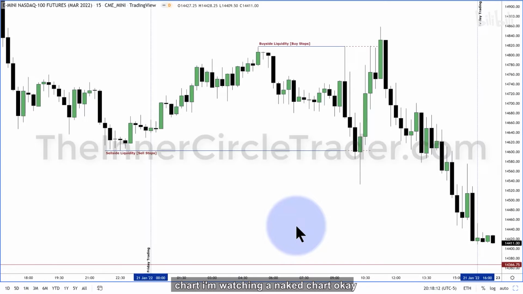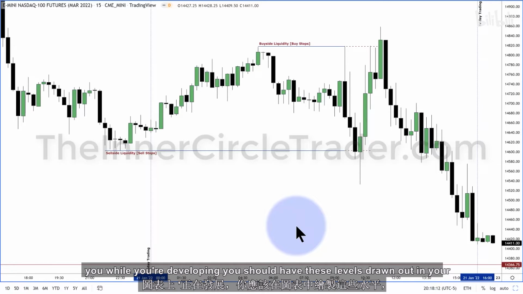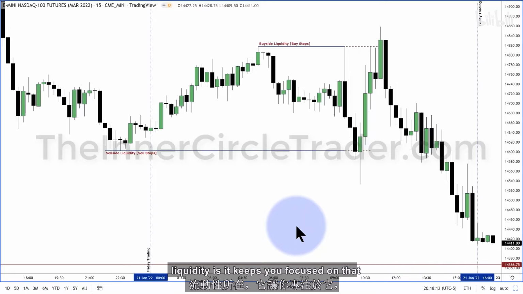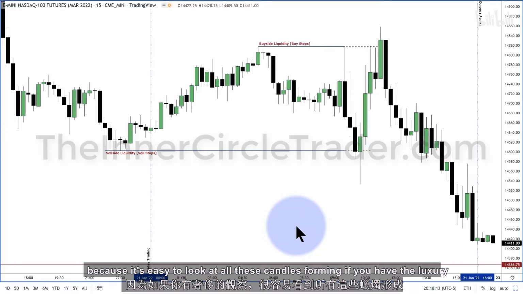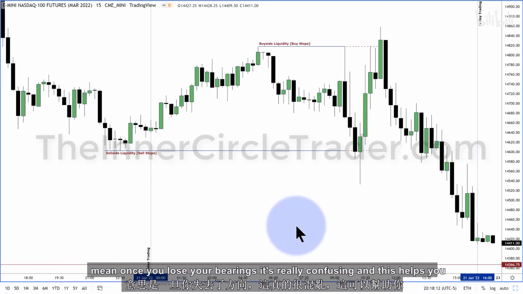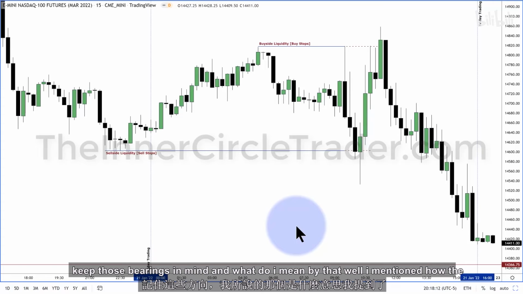Okay. While you're developing, you should have these levels drawn out on your chart because it helps you build and ingrain the idea that this is where liquidity is. It keeps you focused on that, because it's easy to look at all these candles forming, if you have the luxury of watching it live, and lose sight of where you are. And once you lose your bearings, it's really confusing. And this helps you keep those bearings in mind.